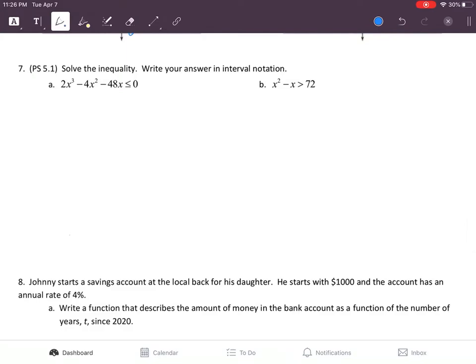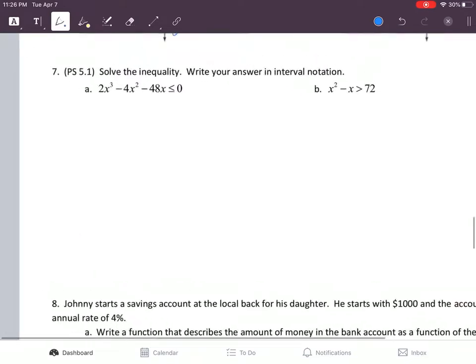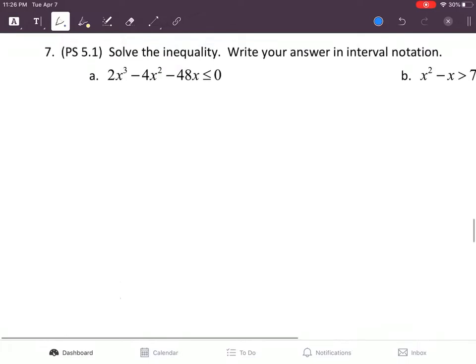So solve the inequality. This is going to be a multi-tiered problem. First thing you should see in this is that out of 2x cubed minus 4x squared minus 48x, every term has a 2x in it. So we're going to take it out. We're left with x squared minus 2x minus 24.